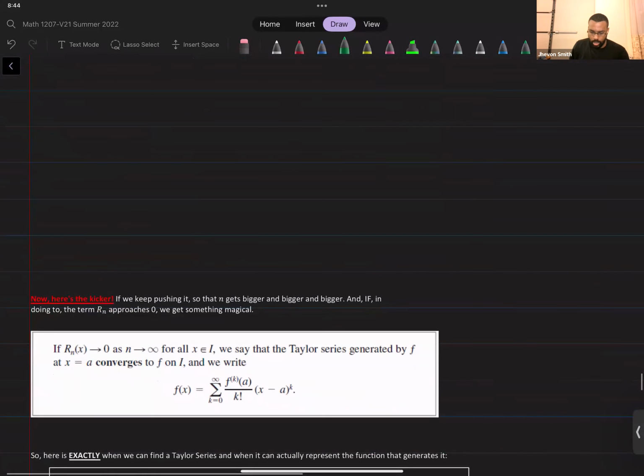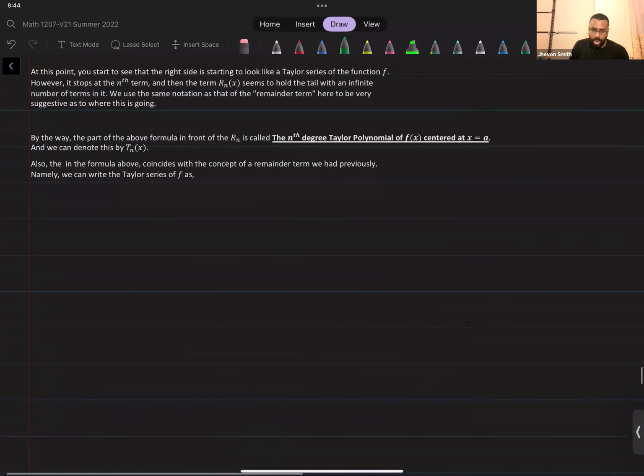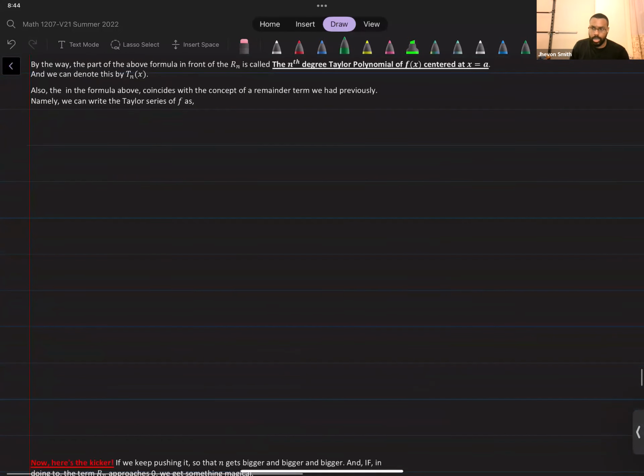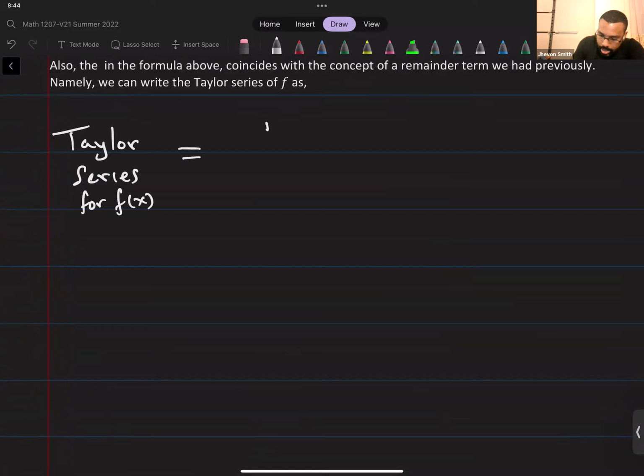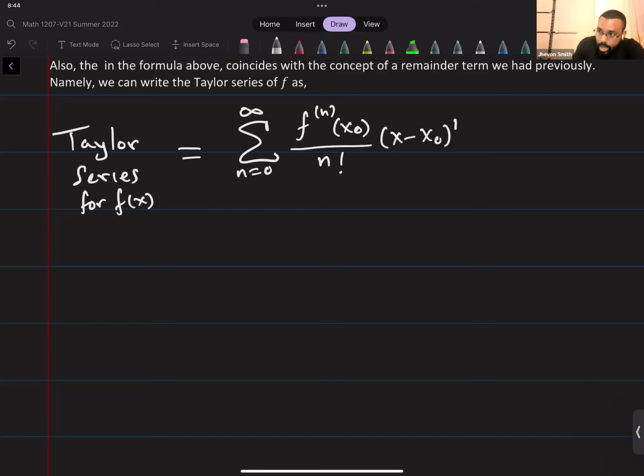And here, well, I was actually going to write out what this was, but I think you would be okay with it. Maybe I should do it here. So remember the Taylor series for f of x would look like the sum, n goes from 0 to infinity, of the nth derivative of f evaluated at x naught over n factorial, times x minus x naught to the n.